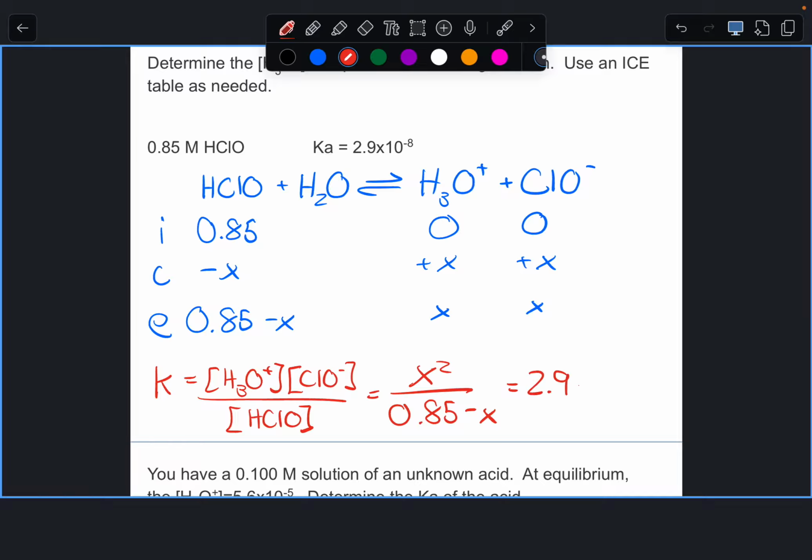Okay, here's your big hint. This is a very small K, so we get to ignore that minus x. All right, if you didn't notice that, you're probably in the middle of doing the quadratic equation and kicking yourself. Okay, so make that approximation, it makes it lots more doable.